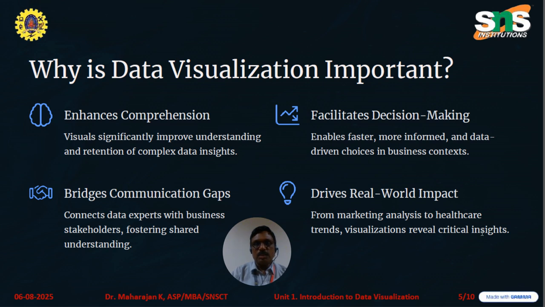It facilitates decision making, enables faster, more informed decisions and choices in a business context. It drives real world impact, from market analytics to HR analytics and even finance analytics. So I hope you are clear about the importance of data visualization. Effectively, it makes our work easier actually.